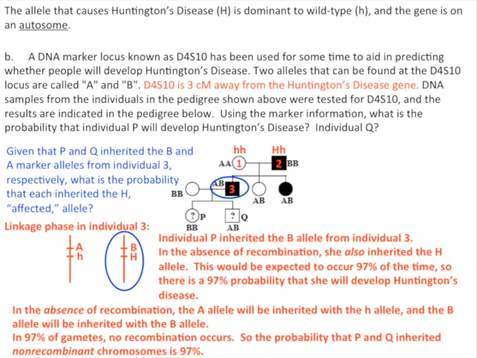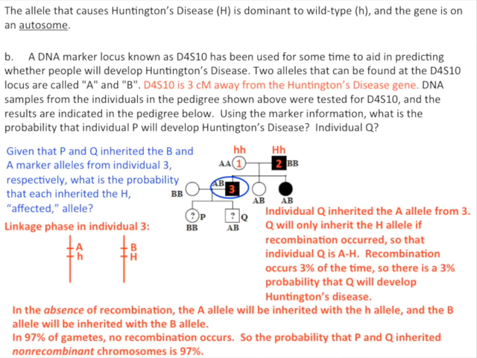In other words, unless recombination occurred, P inherited the big H allele along with the B allele from her father. This would be expected to occur 97% of the time, so there is a 97% probability that she will develop Huntington's disease. In contrast, individual Q inherited the A allele from individual 3. Most likely, that A allele came along with a little h allele. Q will only inherit the big H allele if recombination occurred, so that individual Q has A and big H on the chromosome inherited from her father. Recombination occurs 3% of the time, so there is a 3% probability that Q will develop Huntington's disease.